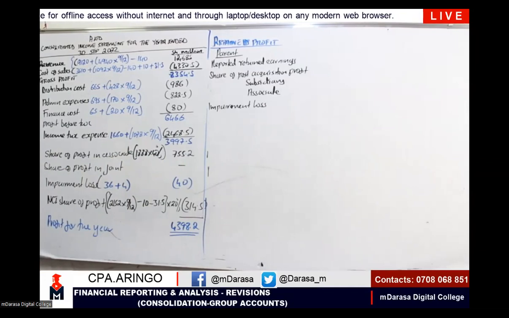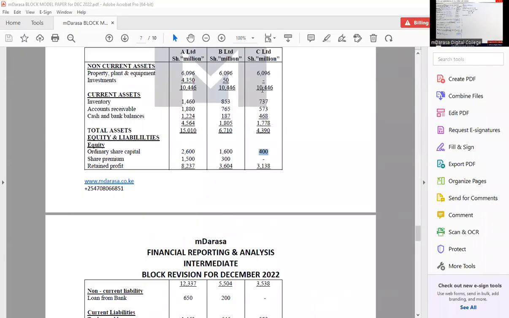What were we given as retained profit, retained earnings? How much were we given as our retained earnings? Check A Limited retained earnings, which you are given there to be how much? I was given 8237. I believe you can clearly see that. 8237 being our retained earnings, right? So I'll be having here 8237.